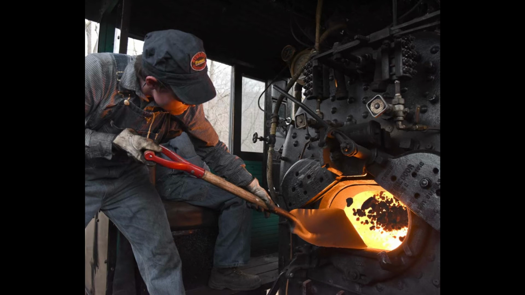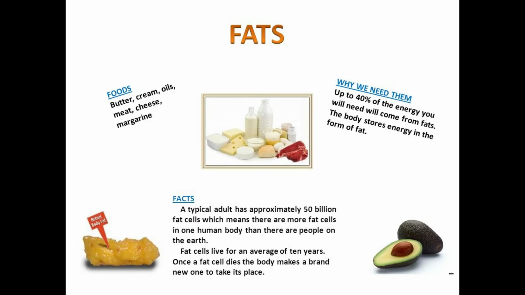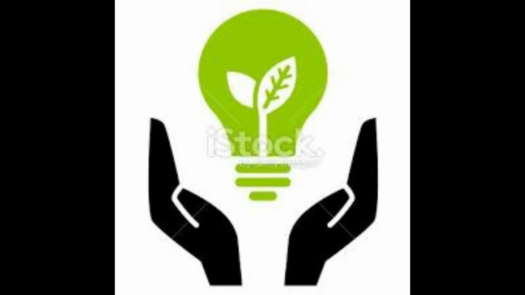For example, in a train, when coal is thrown in, it is burned and it releases heat, which is converted into energy. Similarly, carbohydrates and fat burn in the body, and the energy that these substances release is used to perform the various activities in our body, and that is why they are called energy giving.